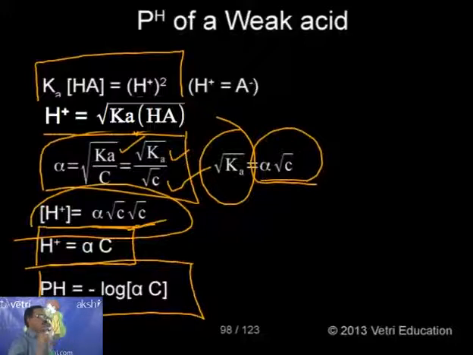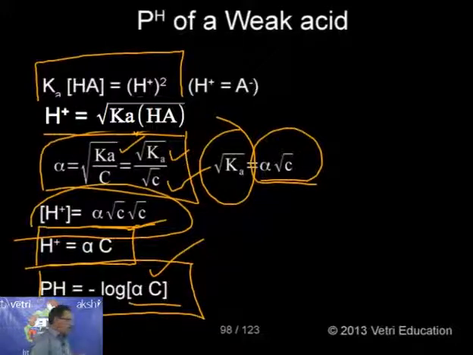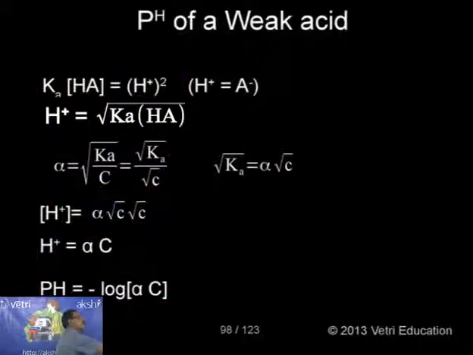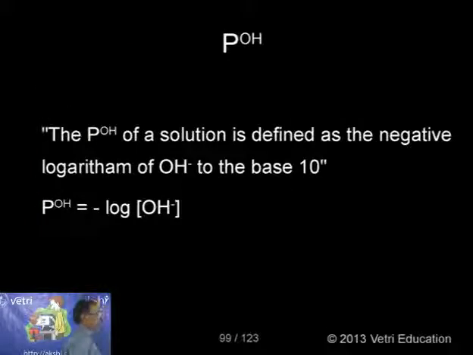In the previous case, it was a strong electrolyte with only C. But in this case, we are using alpha into C. So whenever you want to calculate the pH value of any weak acid, you have to take minus log of alpha into C. This is the most interesting information. In the same way, now we can discuss pOH also.